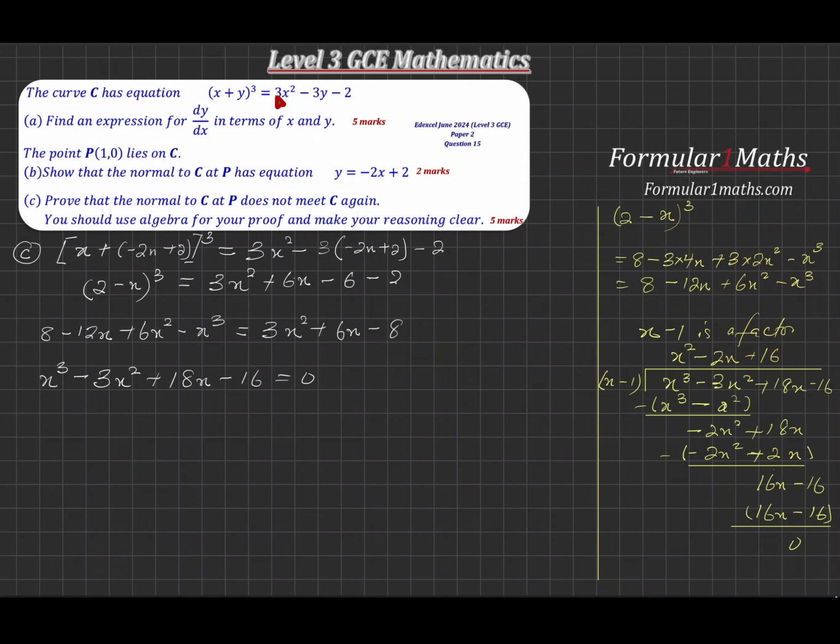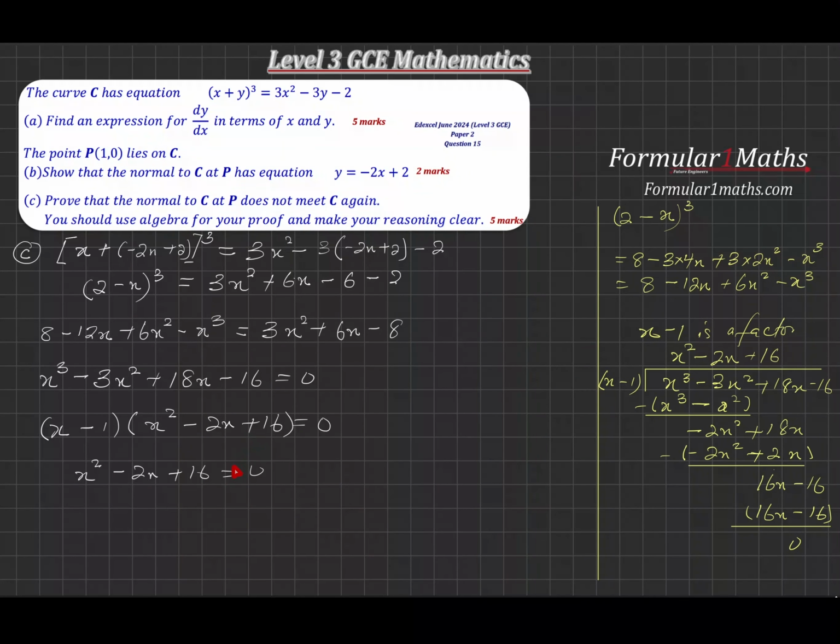And so now I can write this equation as follows. x minus 1, which is the factor we know, times x squared minus 2x plus 16 equals 0. So we need to find the factors of this quadratic equation here to find the possible meeting place of the curve and the normal. So I've got x squared minus 2x plus 16 equals 0.